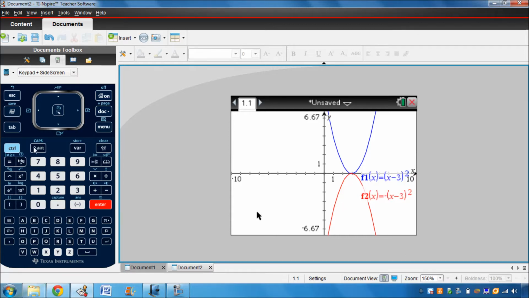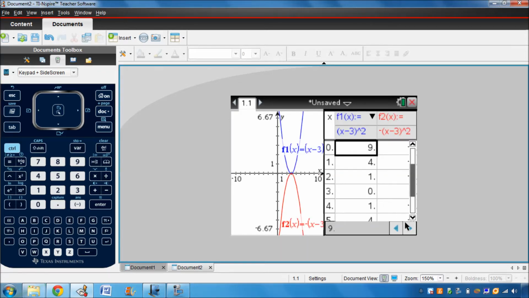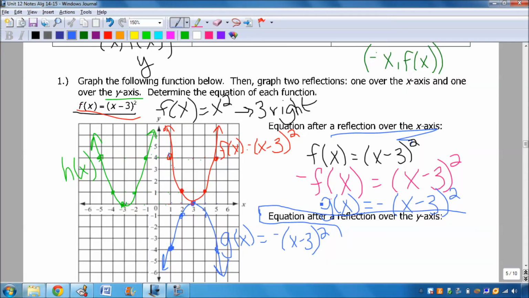Now remember, if you press Control T, you can see your table of values, and if you look right here, all your values are the opposite sign for your y value, for your f of x value, okay? So that should make sense to you that g of x equals negative (x minus 3) quantity squared, okay? So now if you were to reflect it over the y-axis, we learned that the x value becomes negative, but the f of x value stays the same.